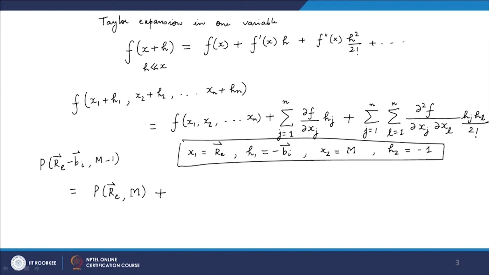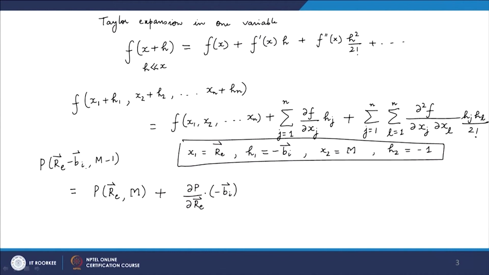plus, now we have two derivatives, one with respect to R_E and one with respect to m. So, we have dou P by dou R_E. You see a bit of a trick here: since one of the variables is a vector, the derivative of probability with respect to R_E is also a vector, and since the final result is a scalar, I take the derivative and I dot with the corresponding value of h. So, the end result is a scalar. Similarly, for m, and now we also will have the second order derivatives.